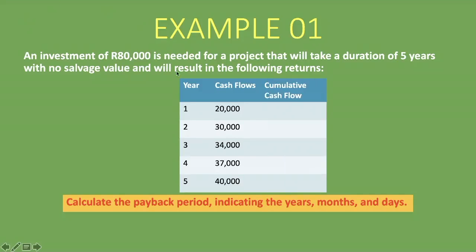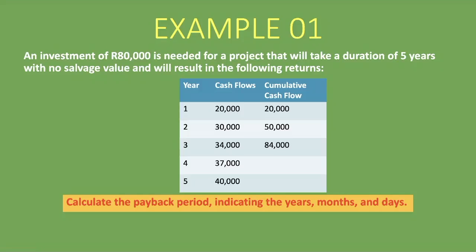So let's add that column, cumulative cash flow, and then at the end of the first year our cash flow is 20,000 Rand. So that is our cumulative cash flow at the end of period 1, or at the end of year 1. And then we go to year 2. At the end of year 2 we have 30,000 Rand. So what is our cumulative cash flow in total? We will take our cumulative cash flow at year 1 plus the cash flow at year 2. So it's the 20,000 Rand plus the 30,000 Rand, and we get 50,000 Rand. And then at the end of year 3, what is our cumulative cash flow? Well, we'll take our 50,000 Rand plus our 34,000 Rand, and it gives us an amount of 84,000 Rand.